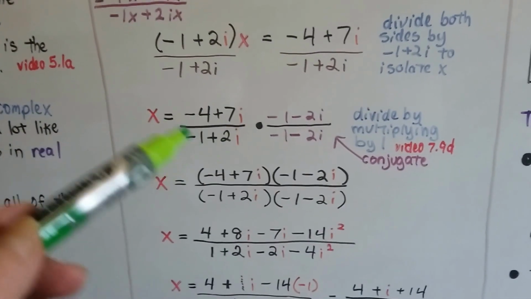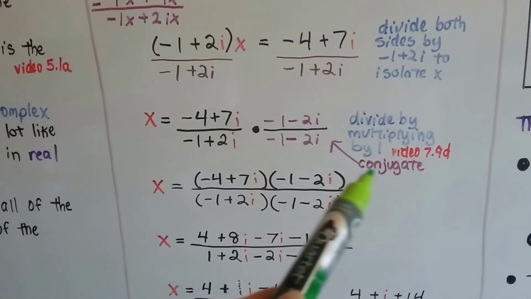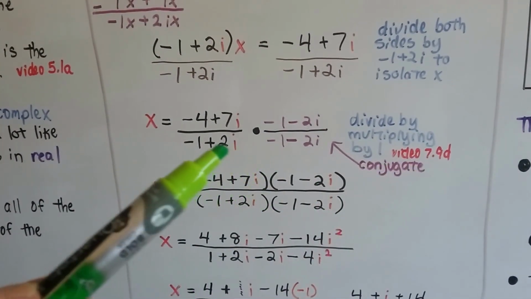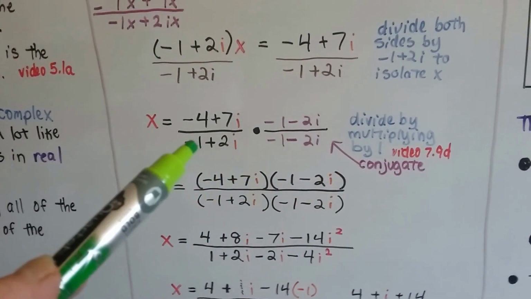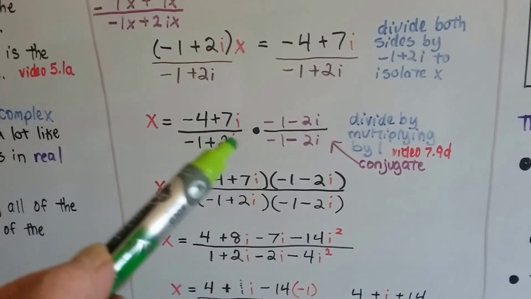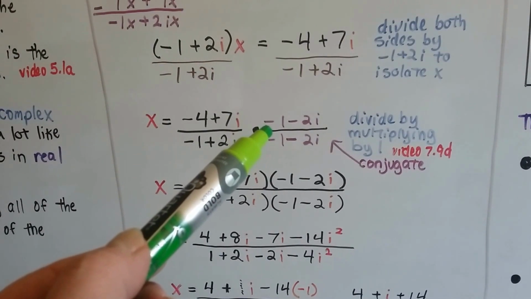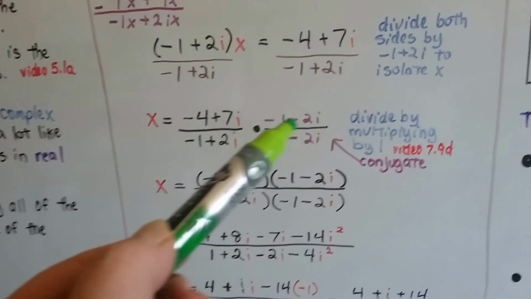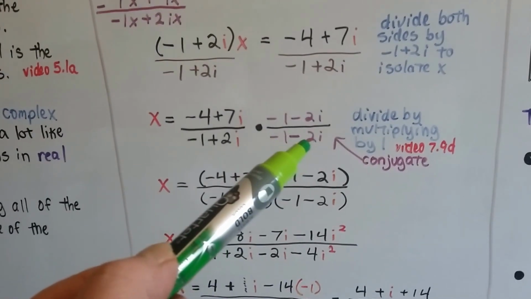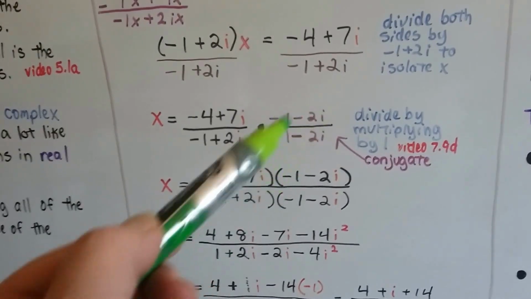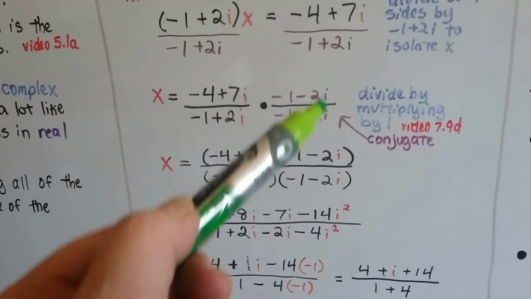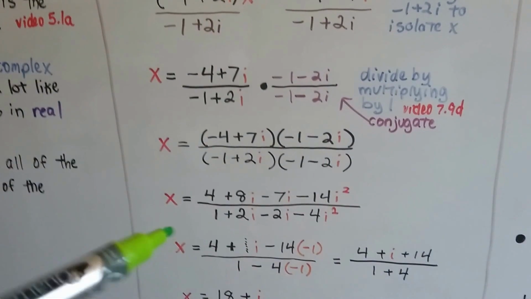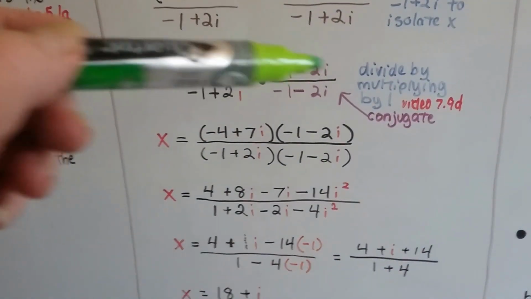Okay? Now, if you saw video 7.9d about conjugates, we're going to divide by multiplying by that conjugate. So this ends up becoming a negative 1 minus 2i over negative 1 minus 2i for our value of 1. That's going to be our 1 right here. And we can FOIL this, can't we?